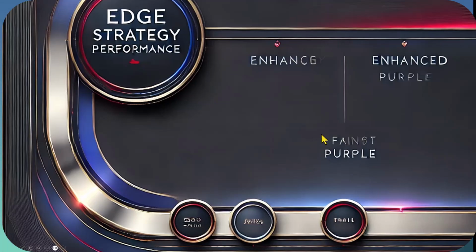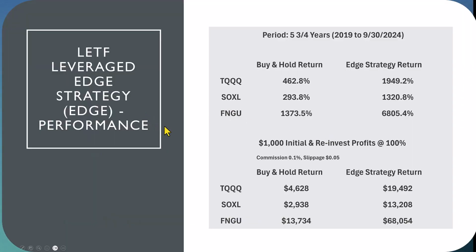Speaking of performance, let's look at some different backtest results for a minute. This particular one is an almost 6-year period and looks at the buy and hold performance of 3 different leveraged ETFs, the TQQQ, SOXL, and FNGU, over that time period. So this goes from early 2019 through the third quarter of this year.